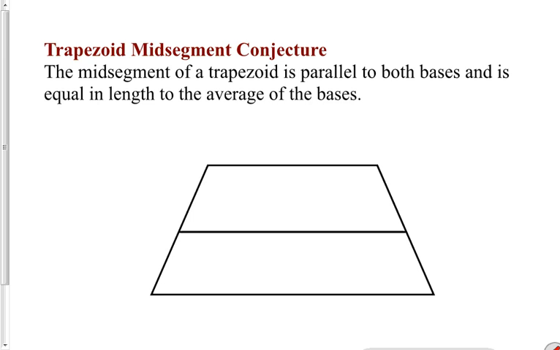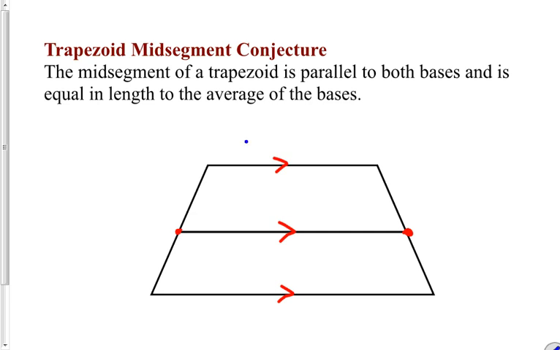So next we apply midsegments to trapezoids, which I don't think we've done yet. A midsegment still connects the midpoints of opposite sides. So this would be a midpoint, this would be a midpoint. That's the midsegment. And the trapezoid midsegment conjecture states that the midsegment of a trapezoid is parallel to both bases, and is equal in length to the average of the bases.